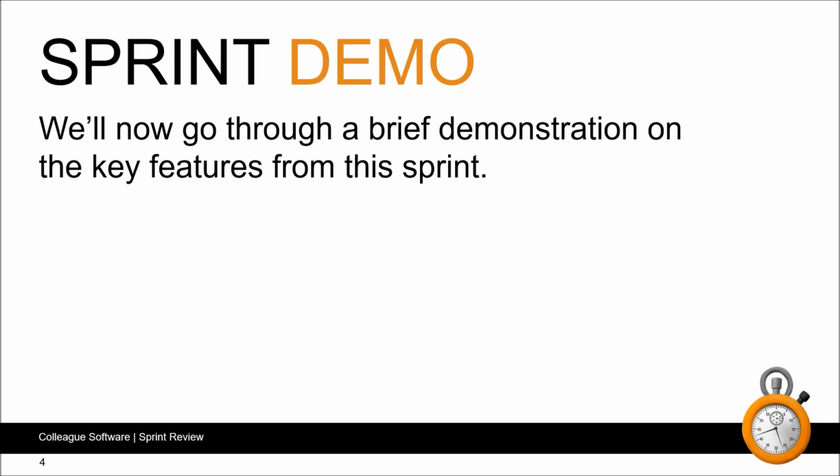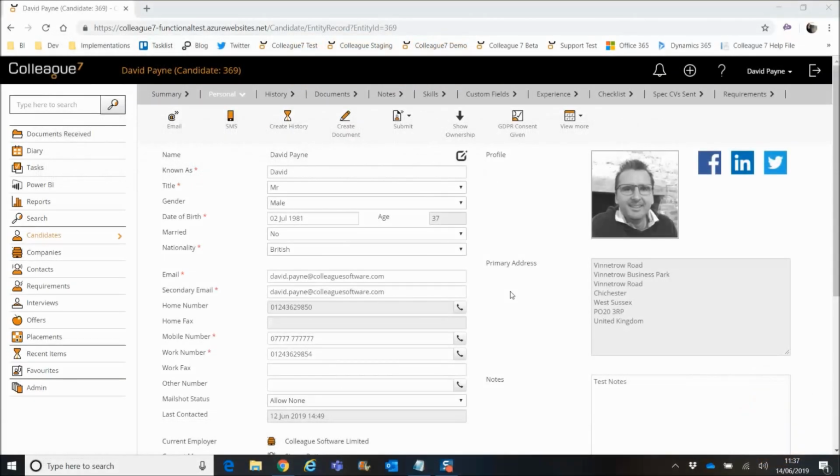We'll now go through a brief demonstration on the key features from this sprint. Okay, so the first point we'll go through is the link candidates contact feature, and also in turn the link contact to candidate feature as the vice versa option. So this was the main point as part of this sprint, the main feature that we delivered in this sprint.